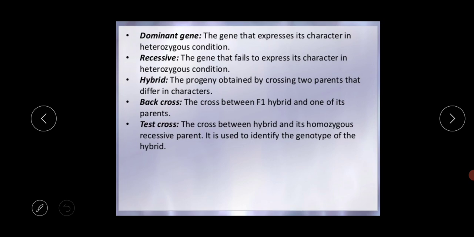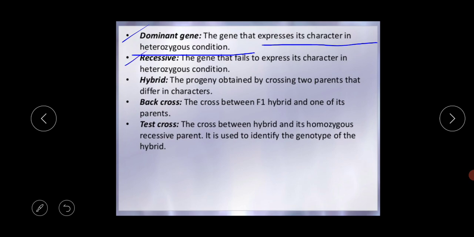So next thing is that this is the last slide for today. The next terminology is the dominant gene. The gene that expresses its character in the heterozygous condition. Dominant means the one who can influence the other characteristics. These kinds of genes mask the other characters, and that's called the dominant gene.